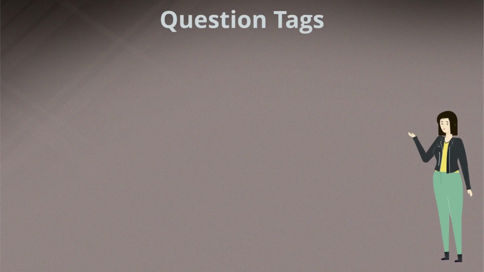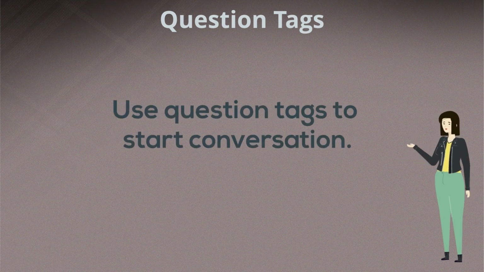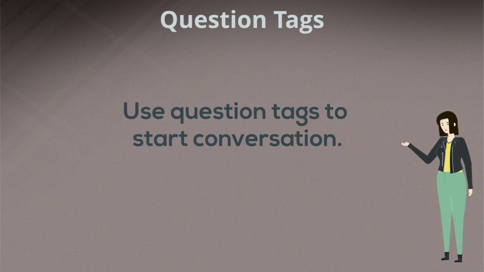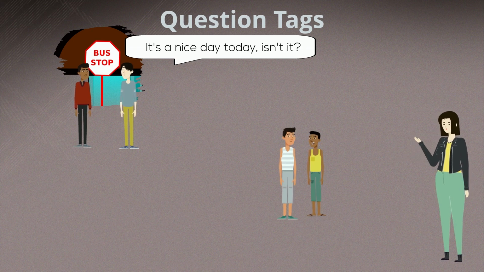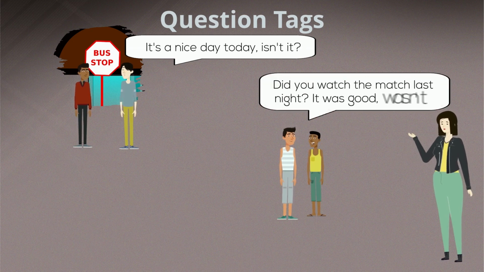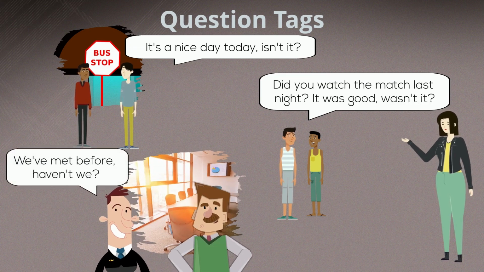Question tags are most often used in spoken English. They are very useful for starting a conversation, especially with a stranger, or someone you don't know very well. For example, it's a nice day today, isn't it? Did you watch the match last night? It was good, wasn't it? We've met before, haven't we?